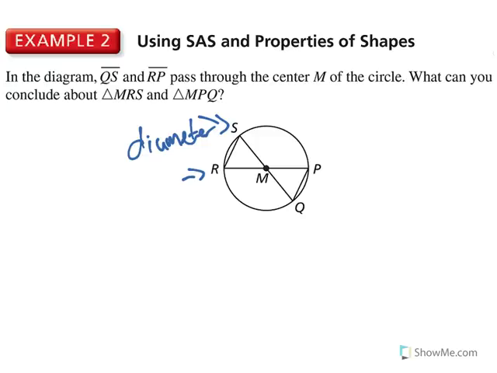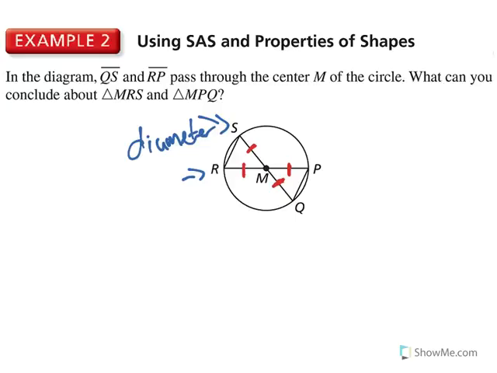If they're diameters and they pass through the center, then each side of M is going to be the same, right? This would be a radius, and this side would be a radius. M is basically cutting it in half, it's bisecting it. Same thing goes for R and P. We have a radius and a radius. The radius of a circle is going to be the same all the way around our circle.